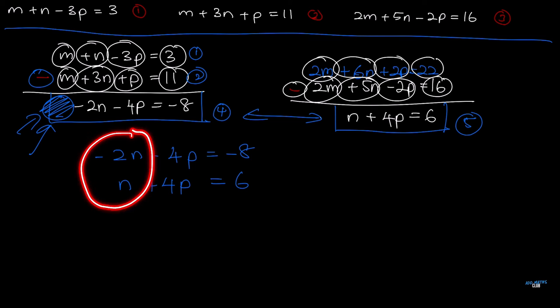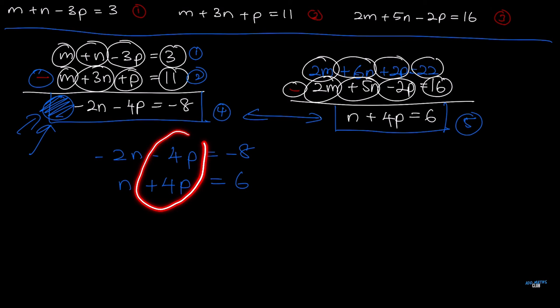I can eliminate n. How? I can multiply the lower equation, equation 5, by two. But I don't want to do that, because when I look here, the coefficient is already the same. Right? So on top, negative 4p plus 4p, the answer would be 0. Agree? So what I have to do is, I have to add the equations.